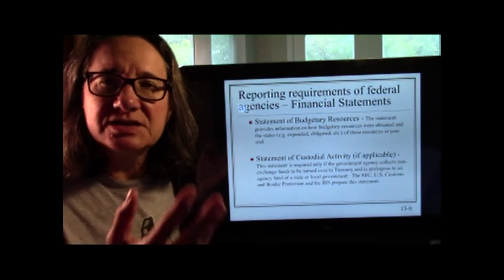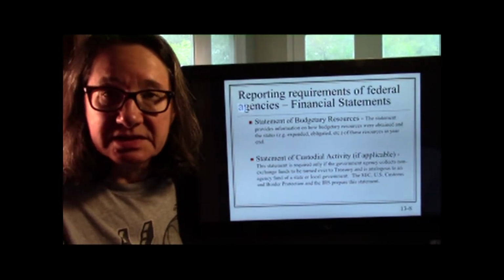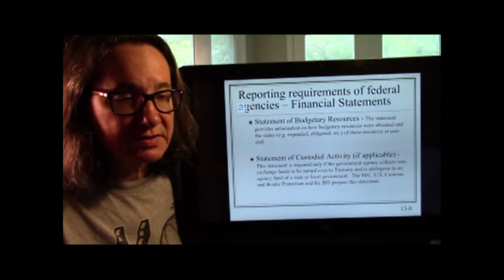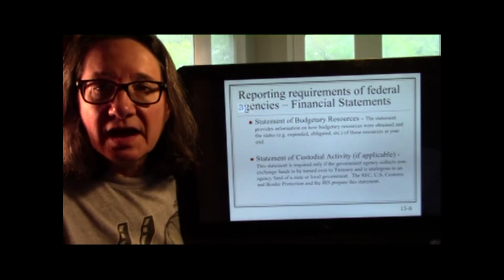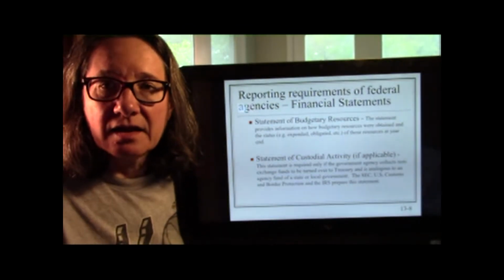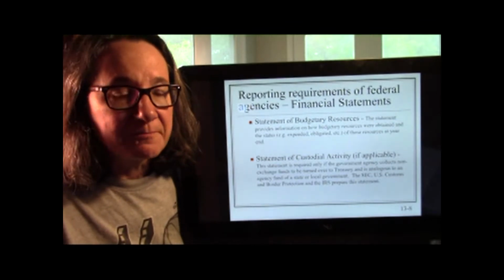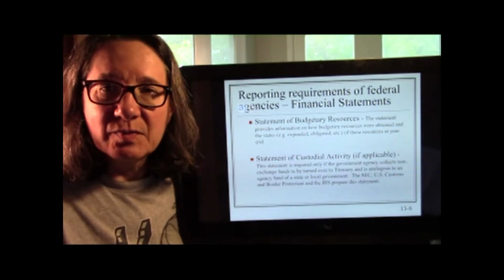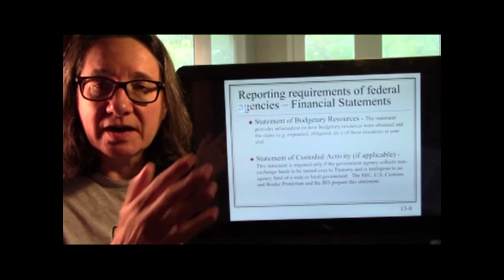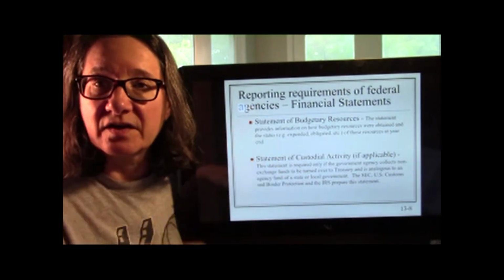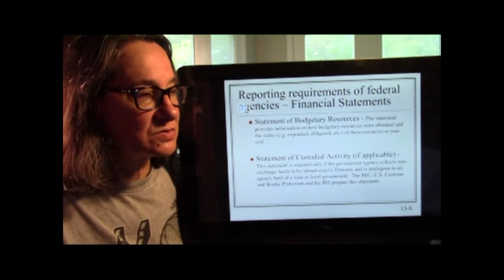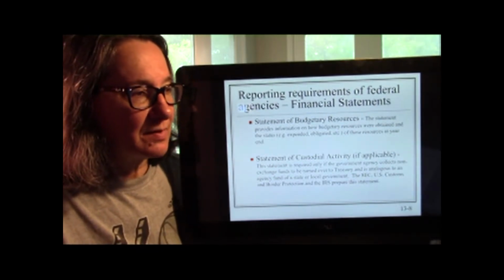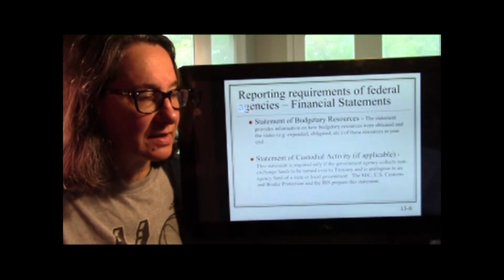And remember, each government agency is preparing this set of statements, right? So you can imagine the Social Security Department, the IRS, the FBI, the Army, the Navy, the Treasury Department. Every agency is preparing this full set of statements, and then it gets consolidated up to the government level. So budgetary resources: where the budget came from and how they're going to spend it, or how they did expend it.